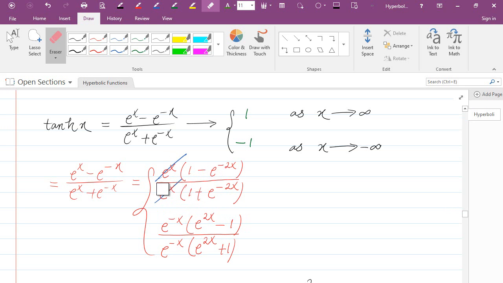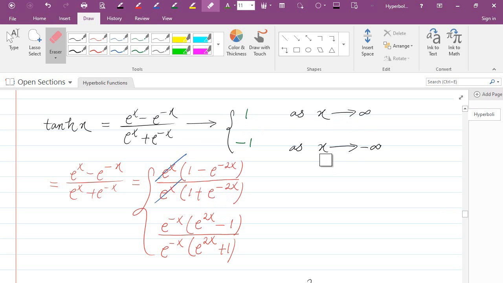Now, this is what I need to do in order to see what the limit is as x goes to infinity. Notice that as x goes to infinity, the e to the negative 2x goes to 0, because of the negative exponent. When x goes to infinity, the exponent here goes to negative infinity, so this term goes to 0. Similarly, this term goes to 0, so you end up with 1 over 1, so the limit is 1 as x goes to infinity.